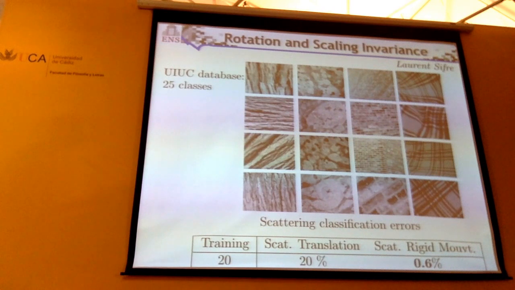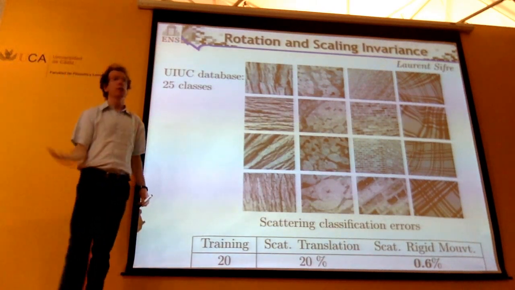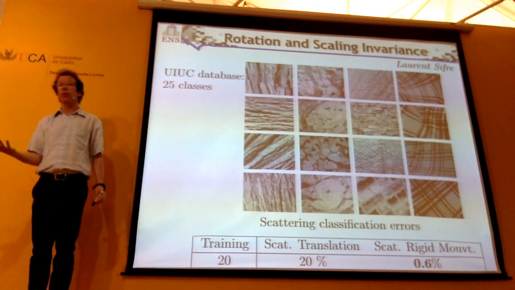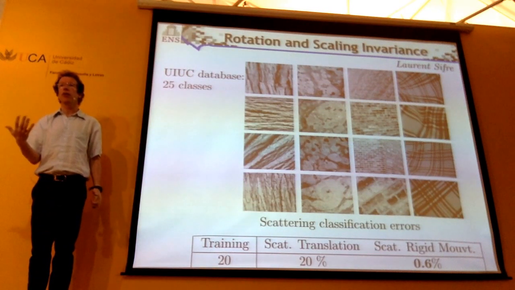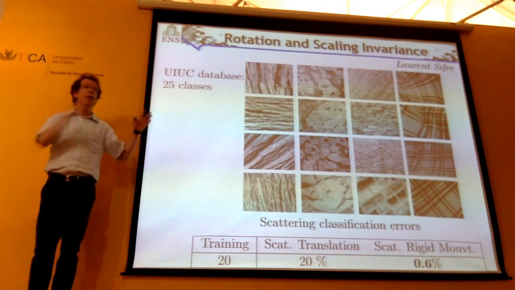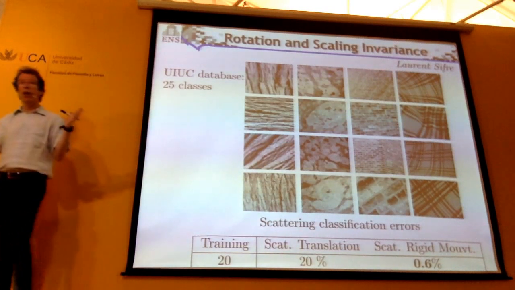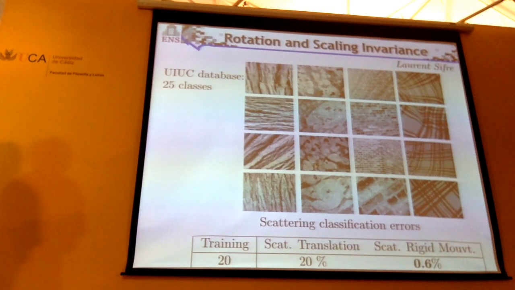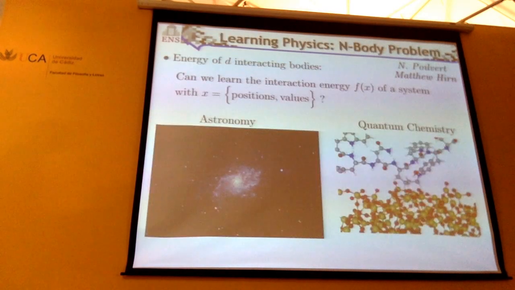If you do that, and that's again the work of Laurent, the error drops down from 20% to 0.6% for your texture classification, because you got the right group, okay? Again, here we don't learn the network. We know the network because we know the group. So we know how to build up the filter, and we just put the filter inside. And we don't have so much choice again. They have to be multi-scale if you want to be stable and linearize the deformation.